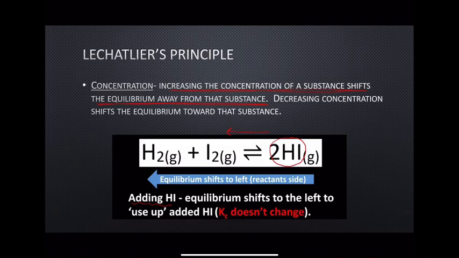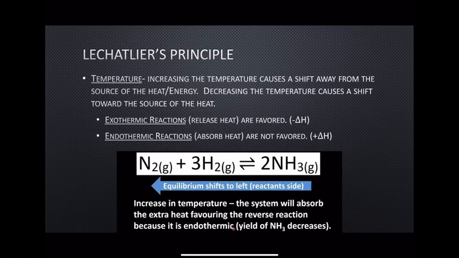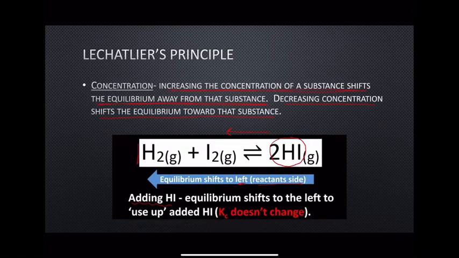It's going to go away, so it's going to go to the left, or we could say to the reactant side. Okay? Now, on the flip side, if you decrease the concentration, it's going to shift the equilibrium toward that substance. So let's say instead, what if we decreased the concentration of H2? Okay? So basically what that's saying is I'm kind of starting to run out of H2.